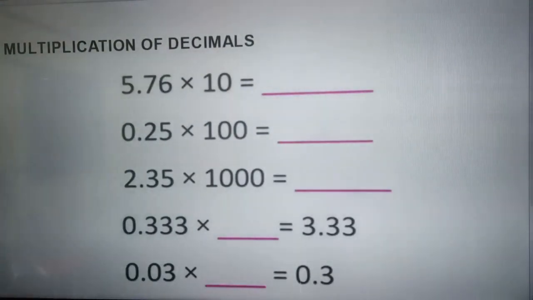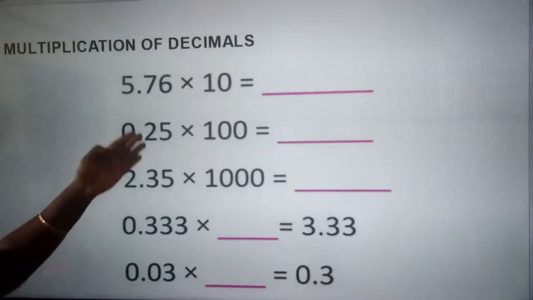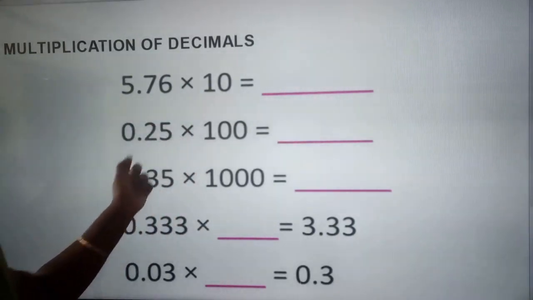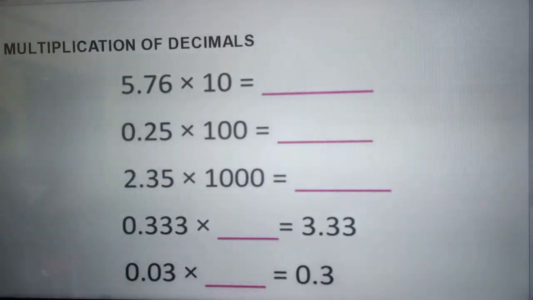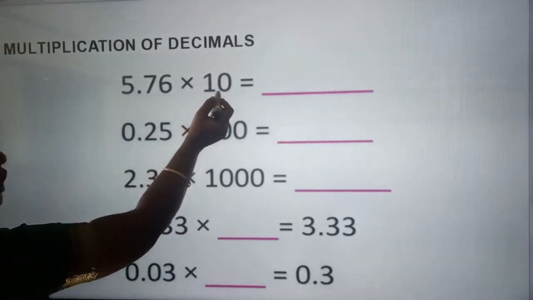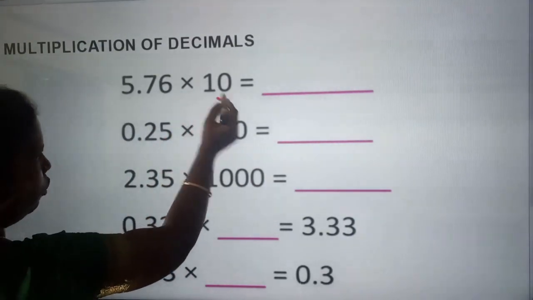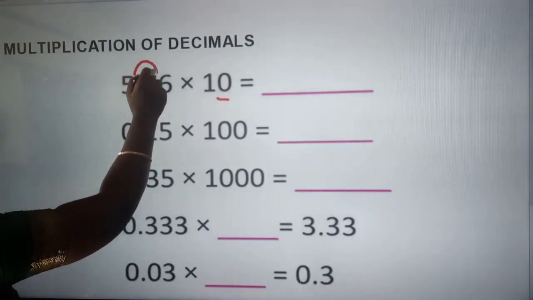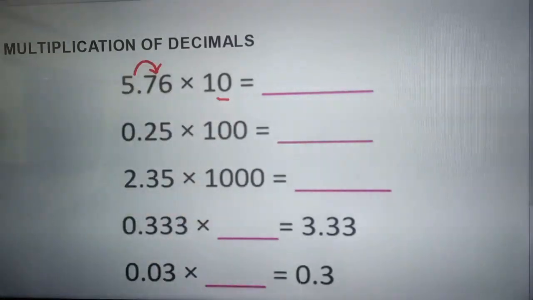The next one we are going to do is the multiplication. Multiplication of decimals we are going to see. See, with 10, 100, 1000, when we multiply decimal numbers, how the numbers will change. Like that we are going to see now. So when I multiply by 10, that is, 1 zero is there, the decimal point will move one place to the right side.